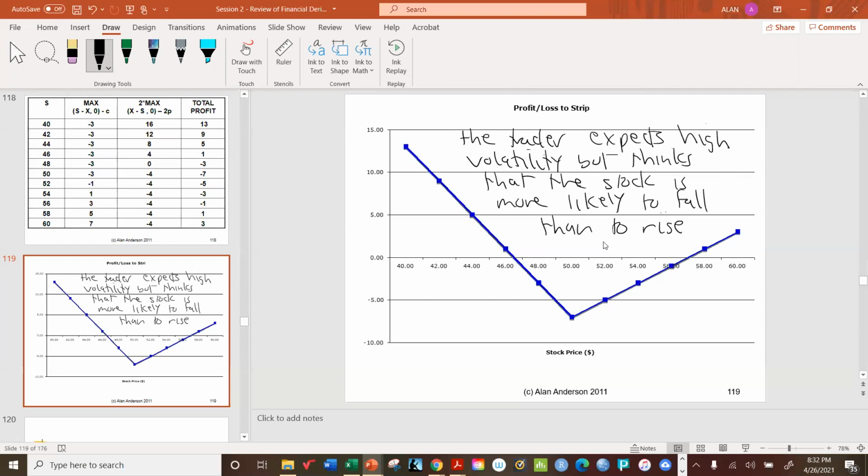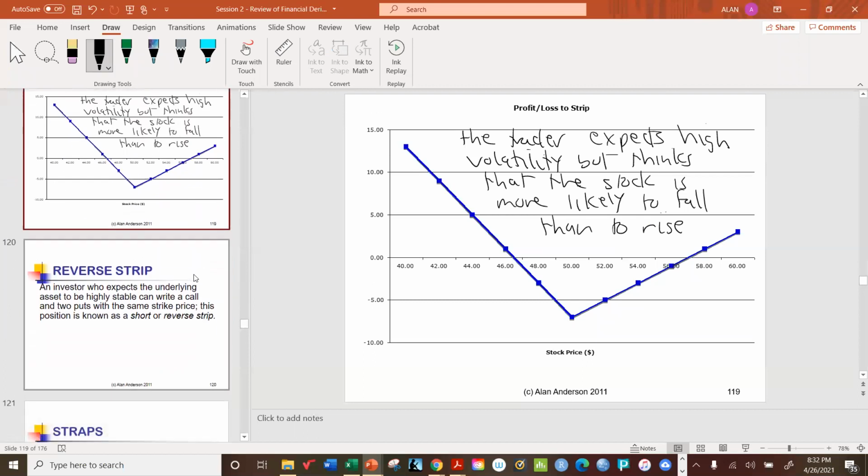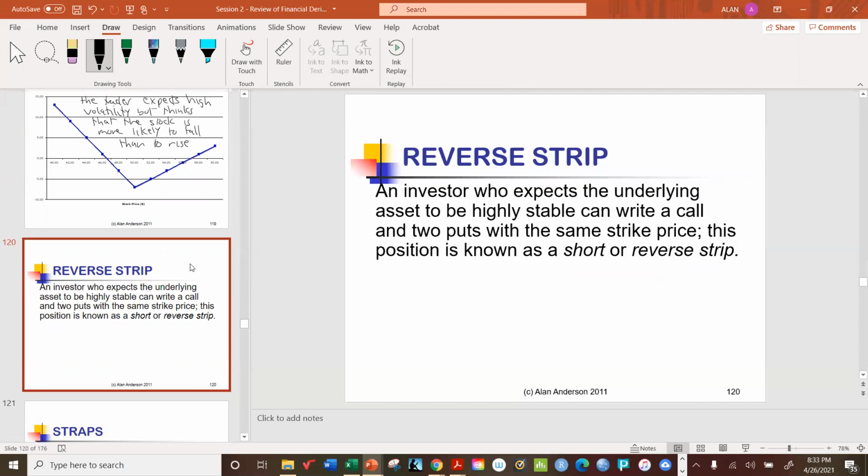All right, now there's just one more here we want to look at. And of course, whatever position we have, we can reverse it. We can flip this thing upside down and it would basically look like this. So this way, if we're wrong, if the price drops, we're going to lose $2 for every $1 that the stock price drops. So we don't really want that position, do we? Unless we're absolutely certain that this isn't going to happen.